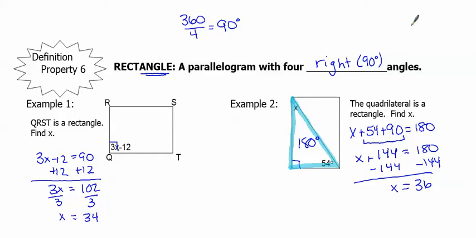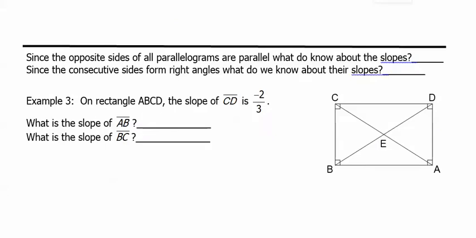Now, something else happens when we have 90-degree angles and perpendicular lines. We end up looking at slopes. So if I look, let's read. Since the opposite sides of all parallelograms are parallel, what do we know about their slopes? They're the same. So opposite sides have the same slopes because they're parallel. Since consecutive sides form right angles, those are the ones that are right next to each other, we know that those slopes are opposite reciprocals of each other.